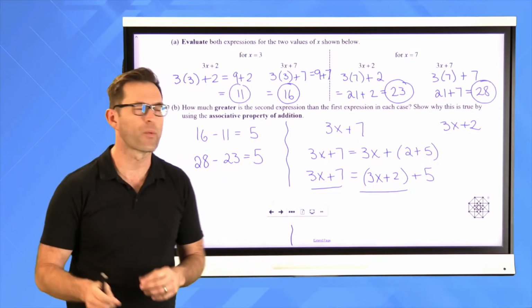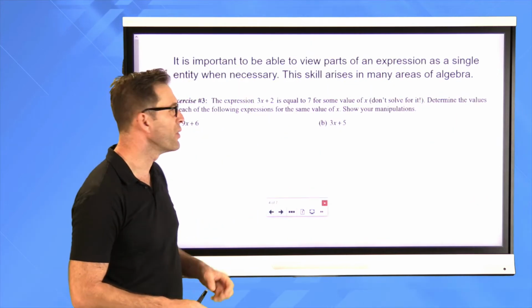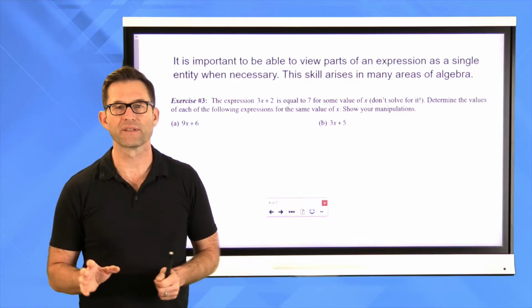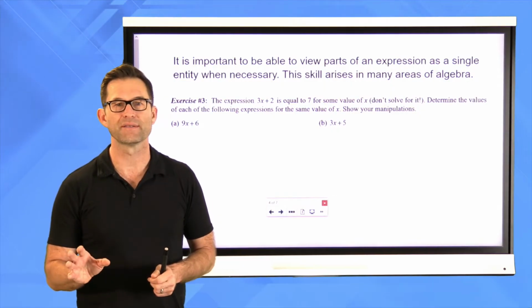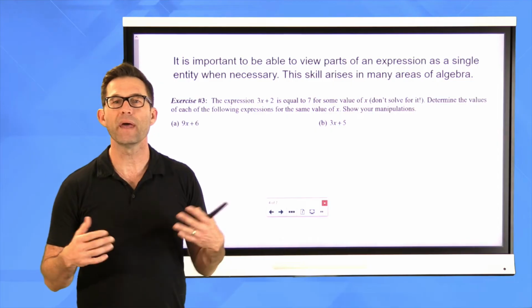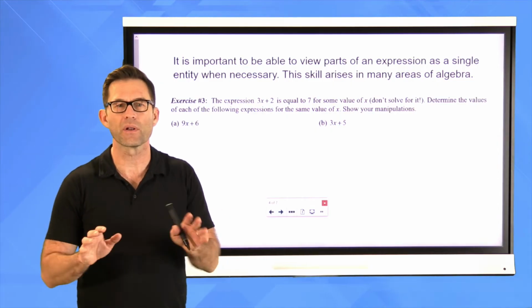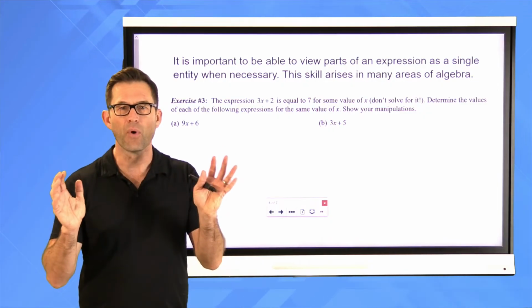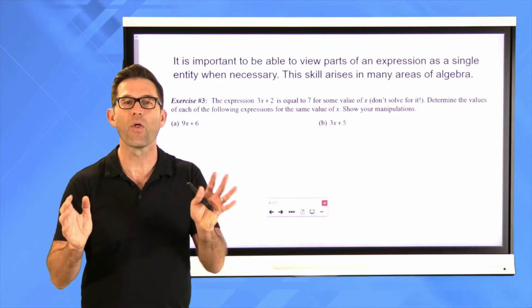All right. Now we get into the fun. Now we're going to play around with some different things so that we can really bring out structure. It's important to be able to view parts of an expression as a single entity when necessary. This skill arises in many different areas of algebra, so we want to lay the basis early on in this course so that you start seeing these multiple parts of an expression as a single thing.